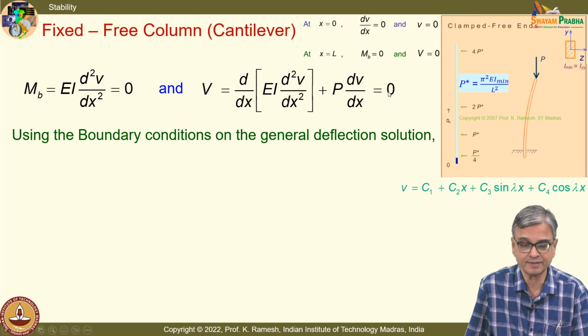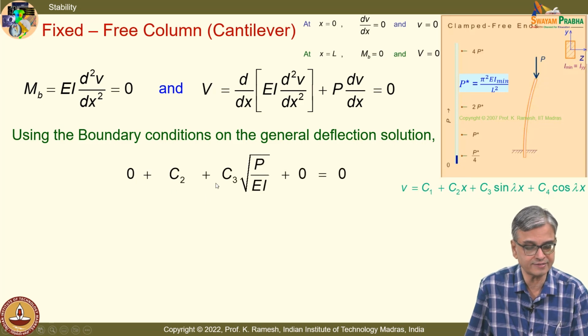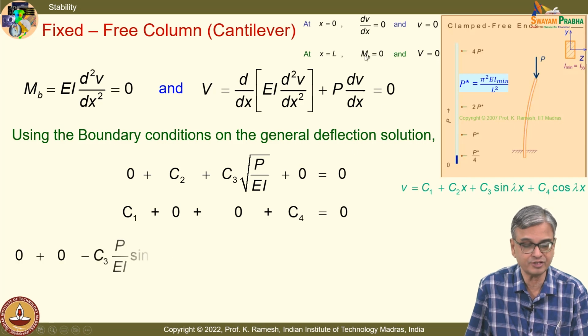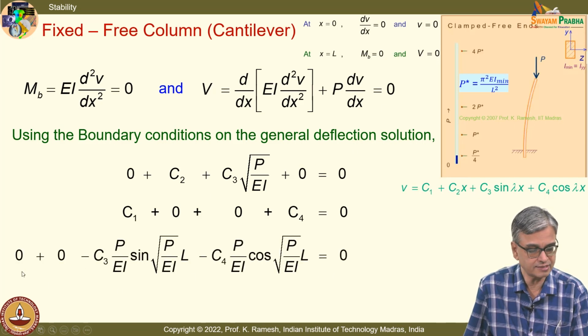So, when I substitute dV by dx equal to 0, I get 0 plus C2 plus C3 square root of P by EI plus 0 equal to 0. Then I have V equal to 0. So, I have C1 plus 0 plus 0 plus C4 equal to 0. Then I have M_B is 0. So, when I do this, I get 0 plus 0 minus C3 P by EI sin of square root of P by EI multiplied by L, minus C4 P by EI cos of square root of P by EI L, where L is outside, it is not inside the square root, equal to 0.